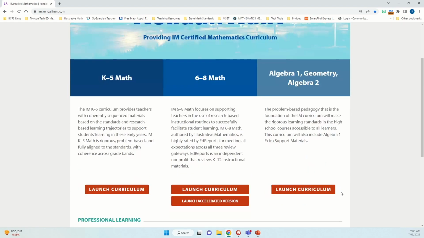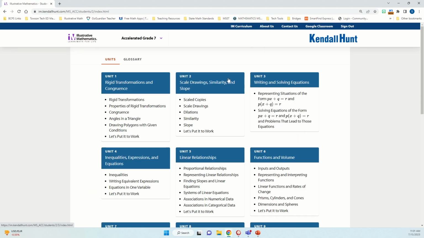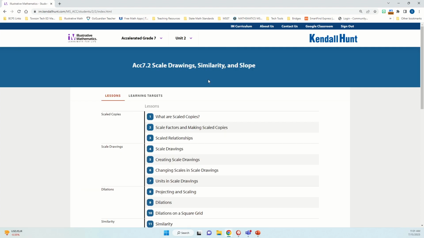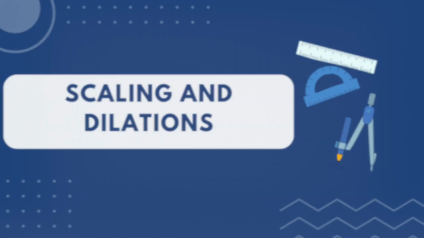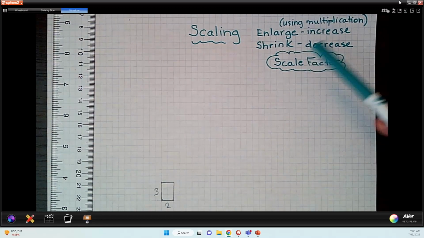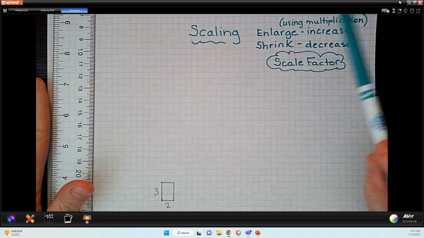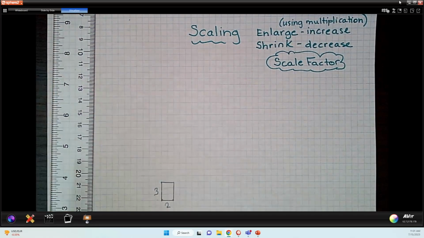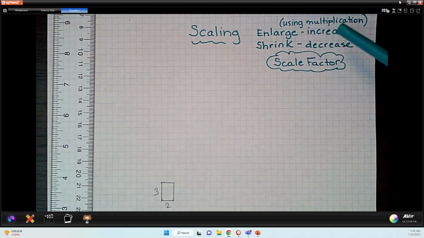For this video, we will be using the Accelerated 7, Unit 2, Scale Drawings, Similarity and Slope, and this video will address scale drawings and how they are connected to dilations. When we're scaling, we are enlarging or shrinking, increasing or decreasing a shape by a given scale factor. And the scale factor is always going to be multiplication. We're multiplying by a number to either enlarge or shrink, increase or decrease.